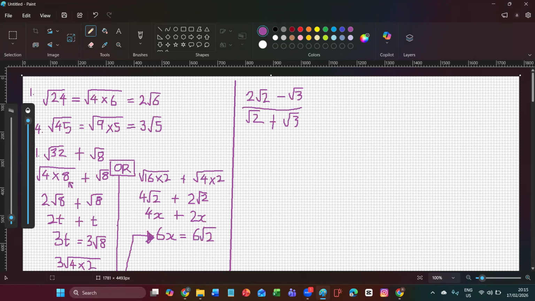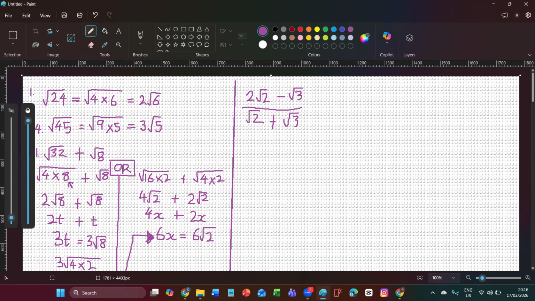So now I'm going to introduce something else which we've not done today at all, and that is what is called the conjugate. The conjugate of a surd expression is simply the same surd, but instead of a plus in between, there's a minus in between.